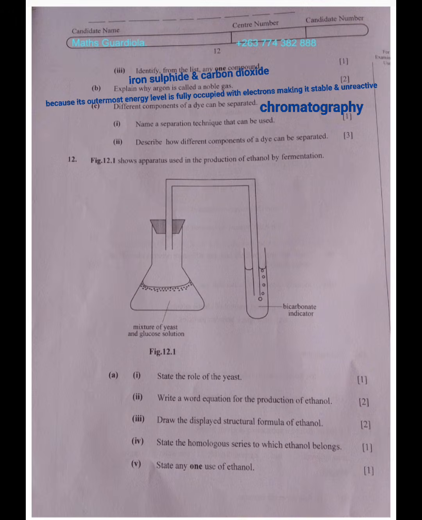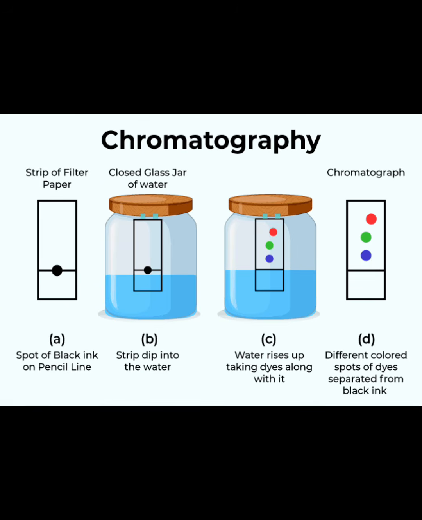And then describe how different components of a dye can be separated. So we need to explain using paper chromatography. What happens is that a small sample of the dye mixture is going to be prepared. That is the first step. That sample is now going to be applied to the stationary phase, that is the paper.